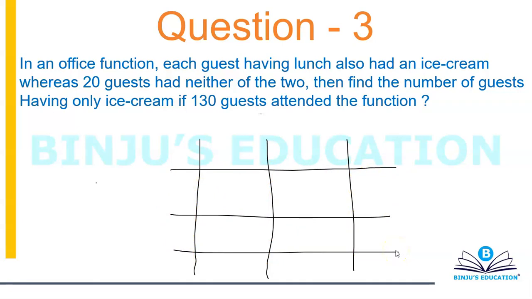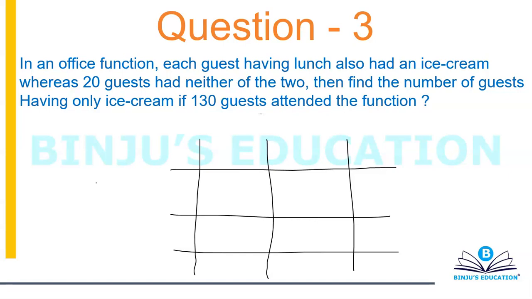Okay, so in an office function, each guest having lunch also had an ice cream, whereas 20 guests had neither of the two. Find the number of guests having only ice cream if 130 guests attended the function. Pretty concise question, I like it.